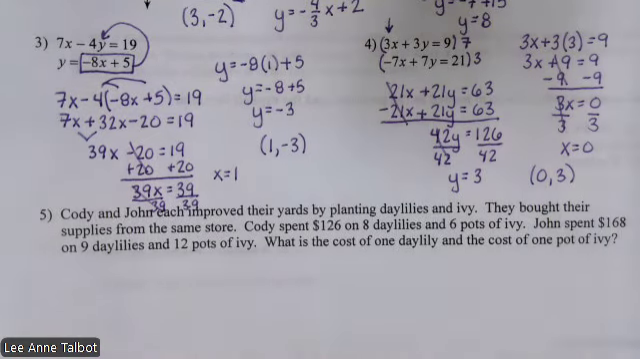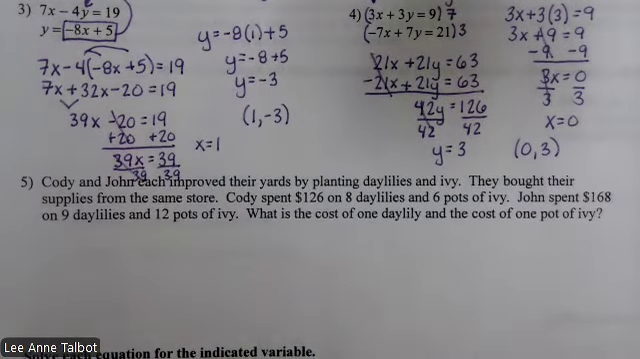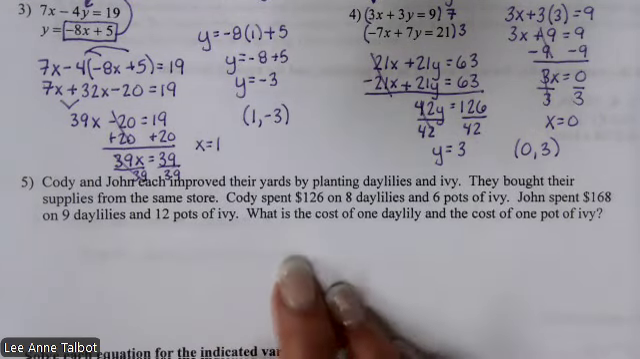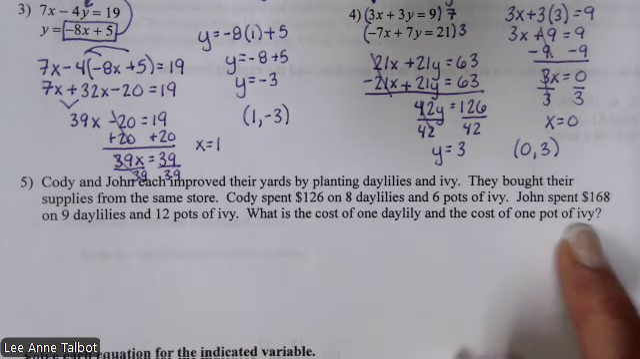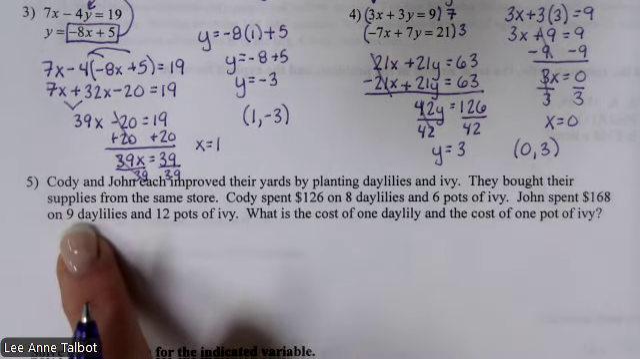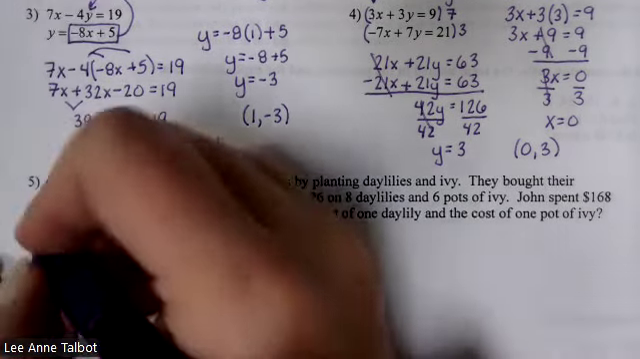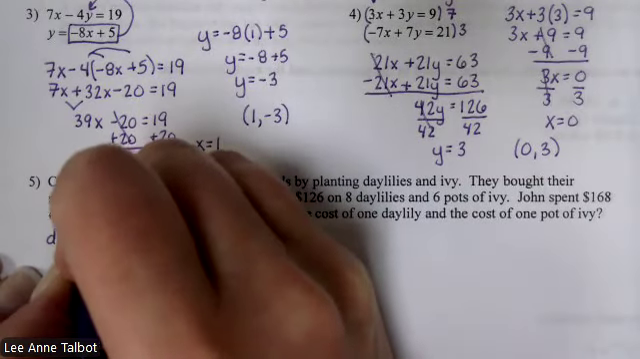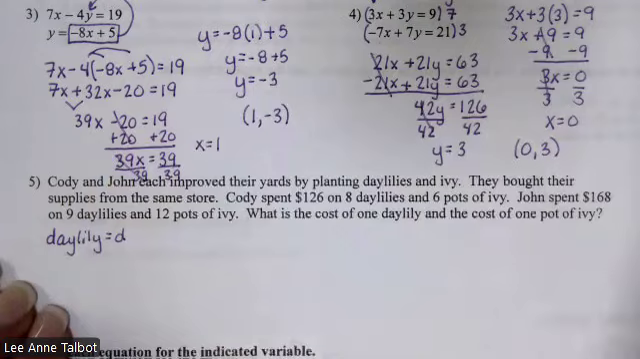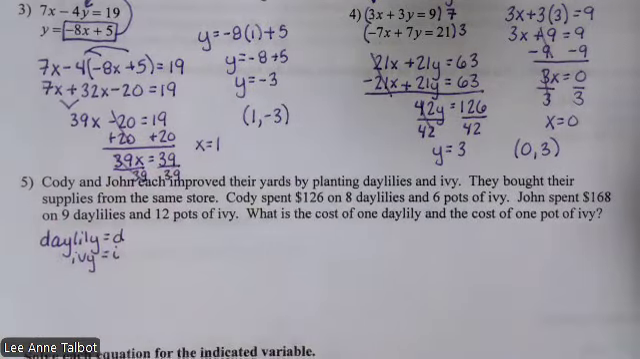Okay, number 5. Cody and John each improved their yards by planting daylilies and ivy. They bought their supplies from the same store. Cody spent $126 on 8 daylilies and 6 pots of ivy. John spent $168 on 9 daylilies and 12 pots of ivy. What's the cost of 1 daylily? So I'm going to say daylily is D, ivy is I.